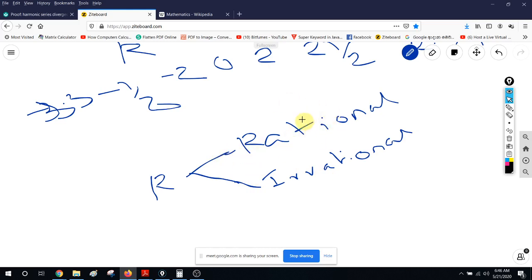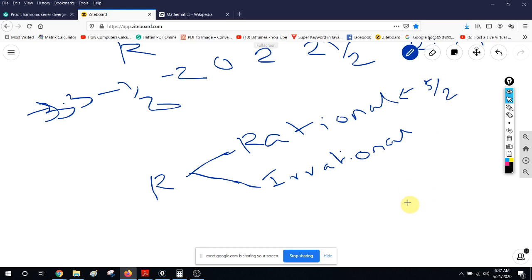Right, so that is good. I am getting the answers now: rational numbers and irrational numbers, right? So what is the difference between a rational number and an irrational number? A rational number means a number we can write as a division of two integers. So for example, 5 by 2, this is a rational number.